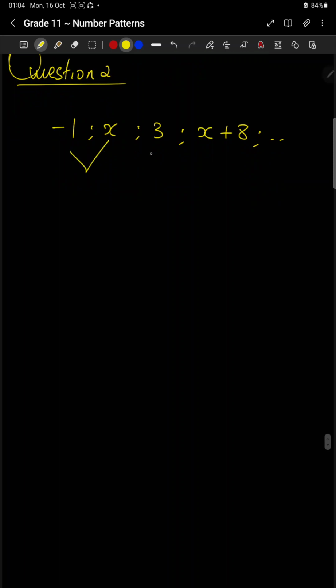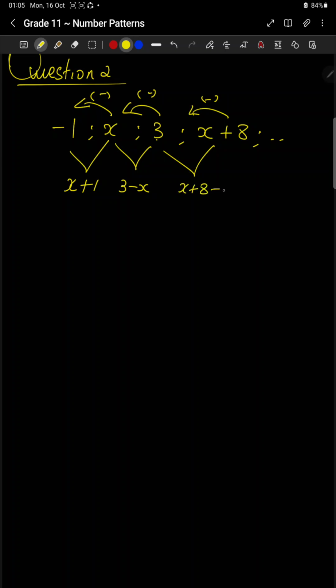So we simply find the constant difference. It's going to be 2x minus x minus 1, 3 minus 2x, and x plus 8 minus 3. We always subtract. All right. So x minus 1, which is x minus into 1, is going to be x plus 1. So that means it must be x plus 1 here. 3 minus 2x, and then x plus 8 minus 3. So this is what we have as our first difference.